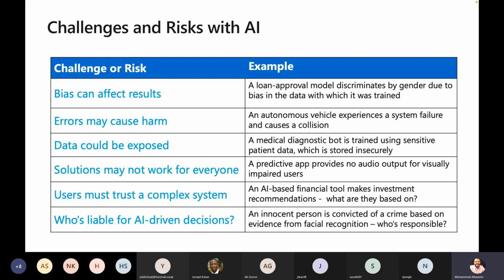Who is liable for AI-driven decisions? An innocent person is convicted of a crime based on evidence from facial recognition. Who is responsible for that? These are the risks and challenges. Can you think of any additional examples? For example, I don't know.